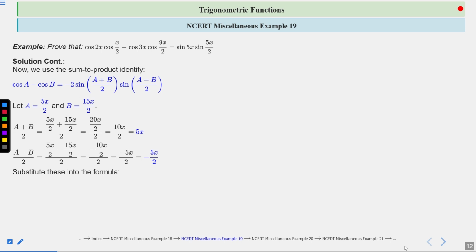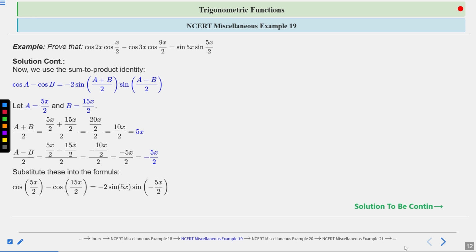Now substitute these into the formula. We will get cos 5x by 2 minus cos 15x by 2 equal to minus 2 sin 5x into sin of minus 5x by 2.